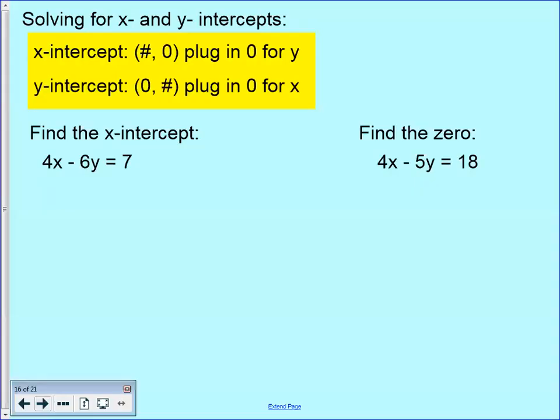All right, let's do some more practice. Go ahead and pause this video and see if you can find the x-intercept and the zero for these two equations. All right, let's see if you did this correctly.